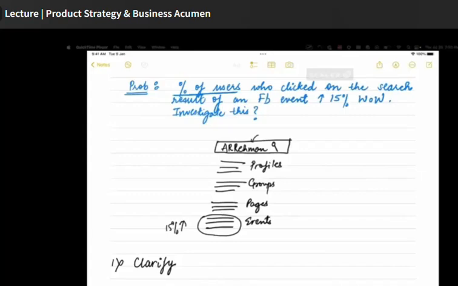Why are you investigating? Good question, Arya. Because we want to make sure if event click has increased, what's the reason? 15% is a huge number. Is it impacting any other feature of Facebook? We just want to be sure that it is not by chance, that it's normal and it's not hampering any other features of Facebook. So that's why we want to investigate this.